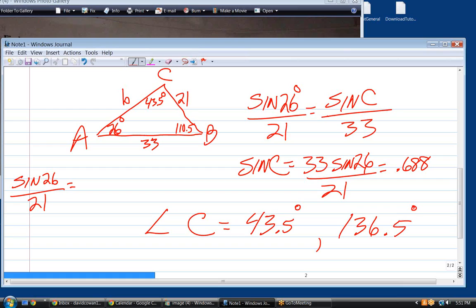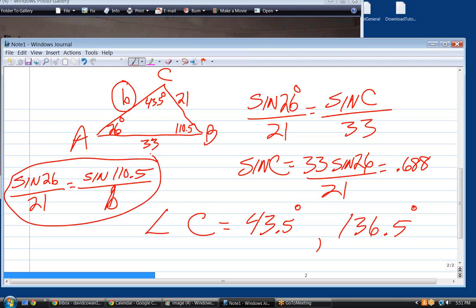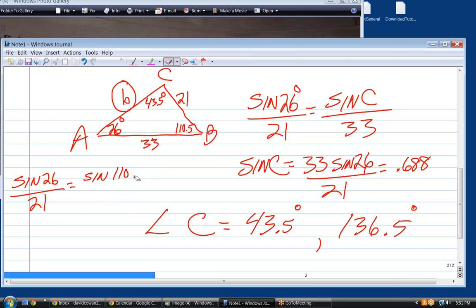In other words, now you can use the law of sines to figure out that side B in our first triangle. Right. So what goes here? So it's sine 110.5 over B. Yes, over little b. Right. Okay, so you can solve that. Okay, now let's talk about the second triangle.